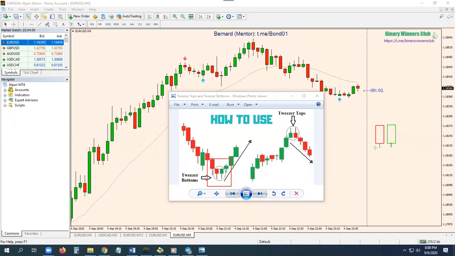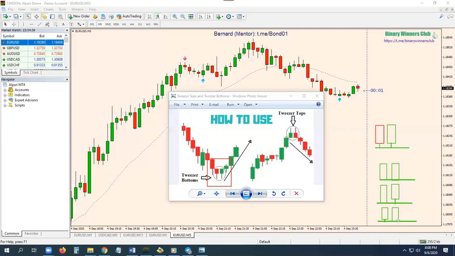So we could have two wicks. This could be a tweezer bottom, or we could have candles like this without wicks. That could be a tweezer bottom, or we could have candles like this. One has a wick, one does not have a wick. That is still a tweezer bottom so long as the low is the same. Or we could have the first one with a wick, the second one, the body just closes there or opens from there. That could also be a tweezer bottom. So it doesn't really matter much. What you care about is the prices are exactly the same at the low.